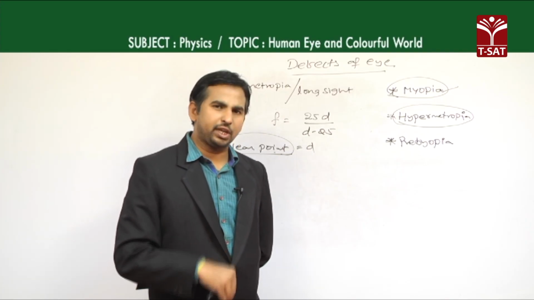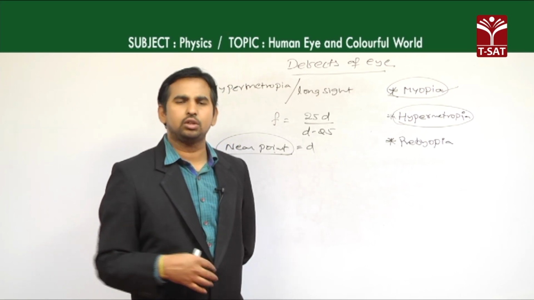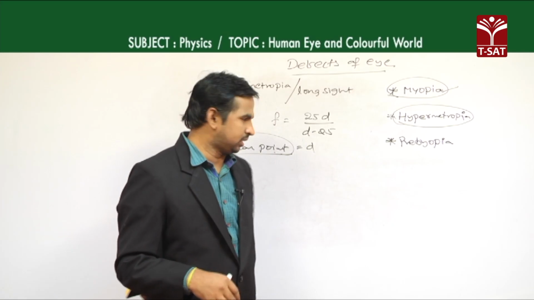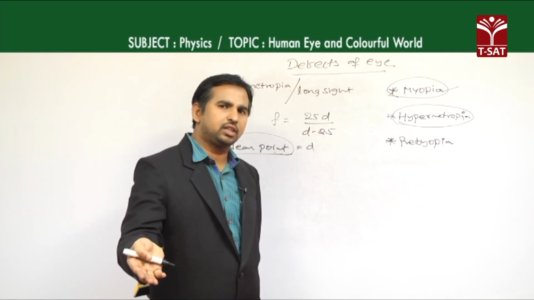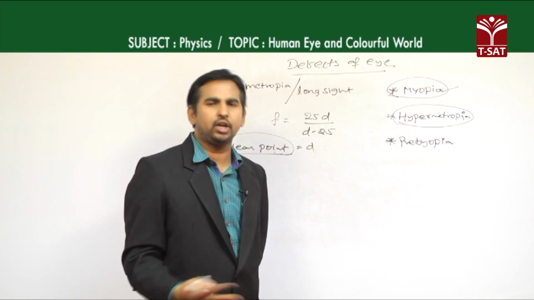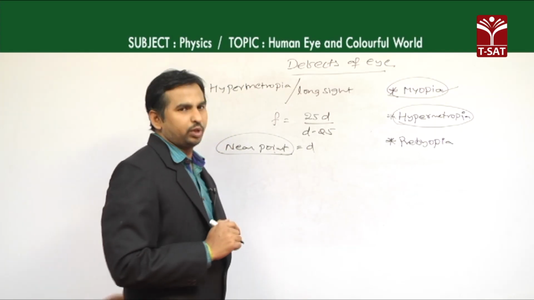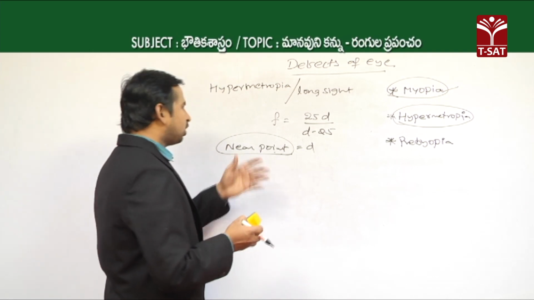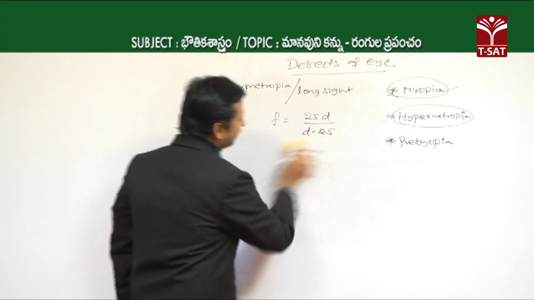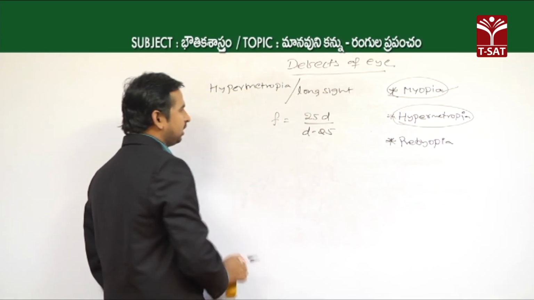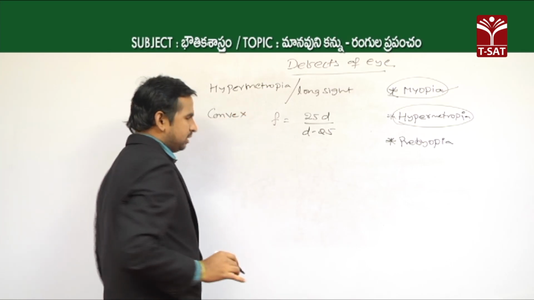But if you place the object before this near point, then they cannot see the object very clearly. So if the object is after the near point, we can see clearly. If it is before the near point, they cannot see clearly. This is the defect of hypermetropia. And the suggested focal length, as I said, is 25d by d minus 25. The lens we use is a convex lens.